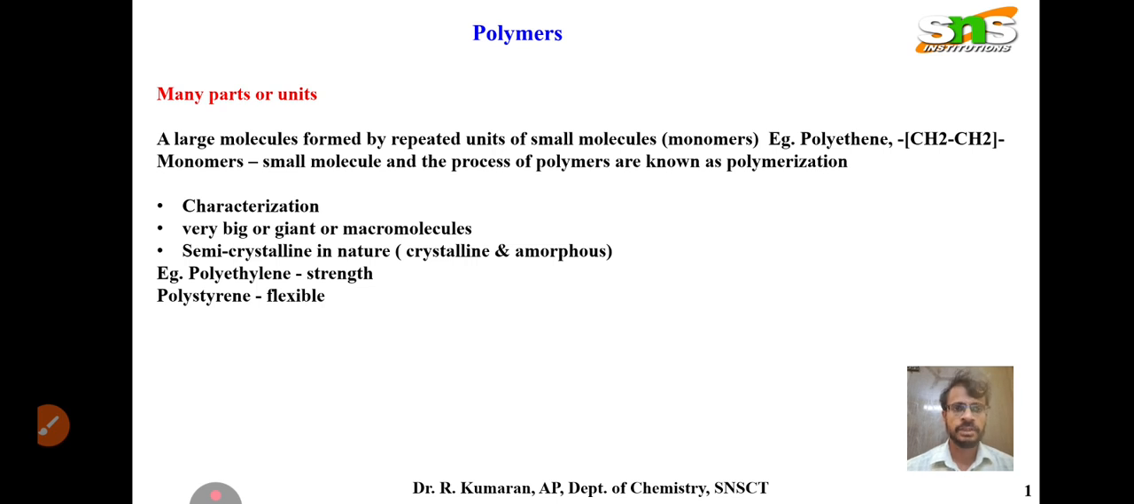Okay, what are polymers in general? Large molecules formed by repeated units of small molecules. Those small molecules are generally termed as monomers. So this is the definition of polymers.